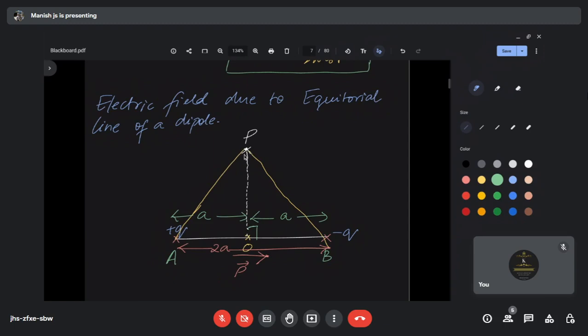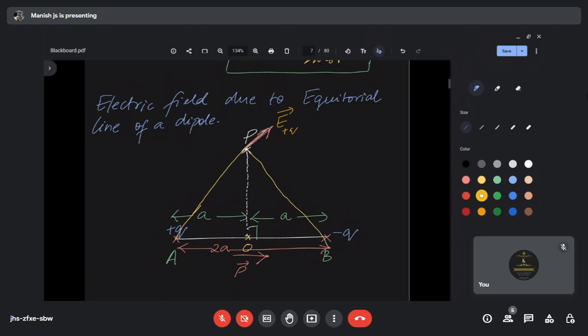The electric field due to the positive charge located at A would be oriented away from point A, the plus Q. Why is it oriented away? Because whenever we study electric field, we always assume there is a positive test charge placed there. You know that like charges repel each other, and hence the electric field would be in this direction. Due to the plus charge, the electric field is away, along the line joining A and P.